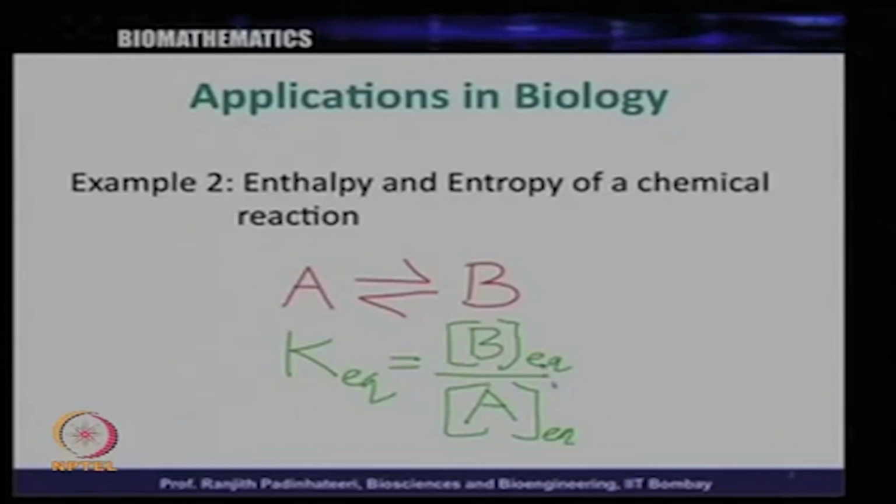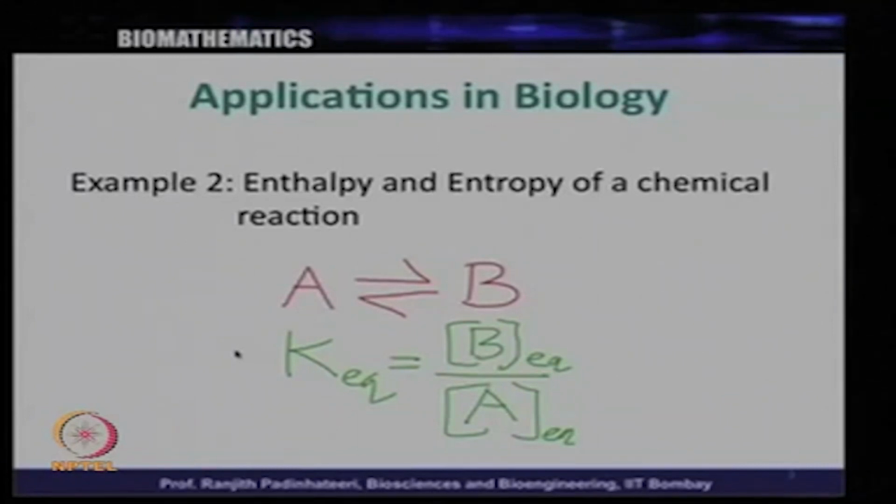When I say equilibrium, let me briefly tell you, equilibrium means the rate of A changing to B is equal to the rate of B changing to A. That means some amount of A is getting converted to B, some amount of B is getting converted to A, but the concentration of A and B on an average does not change. That is what we call equilibrium.